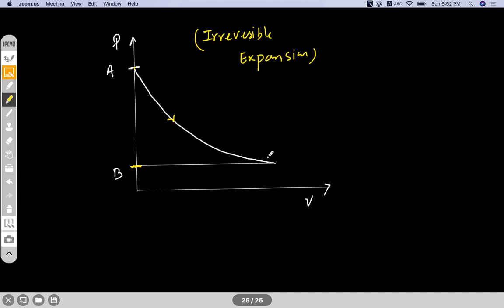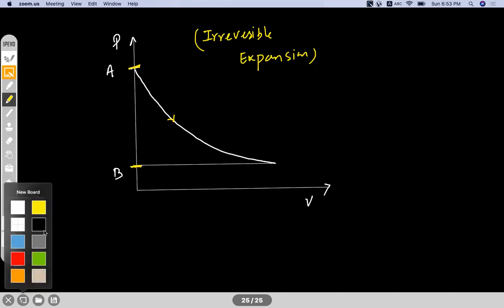PV equals nRT is applicable only at this and this point, initial and final. Path does not matter over here, but it goes like this only. So these are the processes you need to understand.